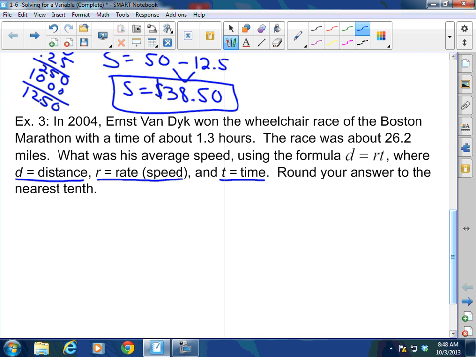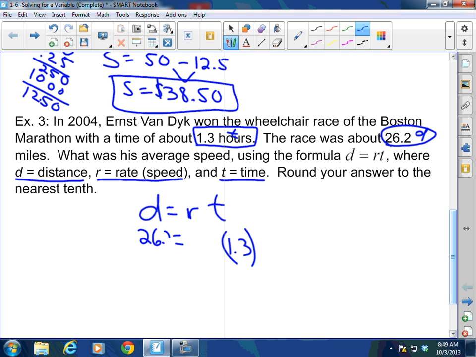So for this particular case, remember we have D equals RT. Let's see what they gave us and let's see what we're trying to find. They said that the marathon had a time of about 1.3 hours. So that's going to be my T. So I'm going to replace my T with 1.3 hours. The race was about 26.2 miles. That's my D, my distance. So I'm going to go ahead and replace my D with 26.2.